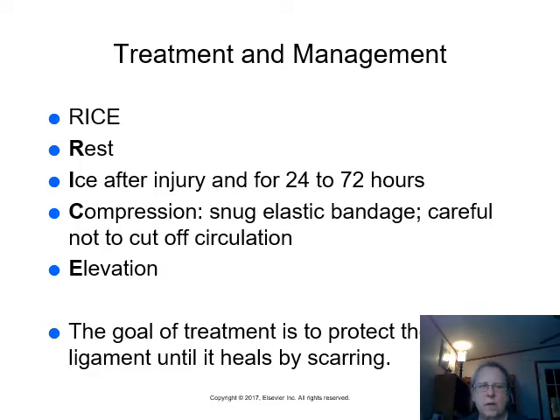and that will help with shrinking the swelling. Compression, we're going to use an elastic bandage. Wrap it up. An Ace bandage would work as well. We don't want it too tight, but just enough to give it a good snug fit. And then elevate the extremity. That also promotes venous return and helps with swelling and bringing that back down. So once again, the goal is to protect the joint, the ligament, until it heals by scarring.